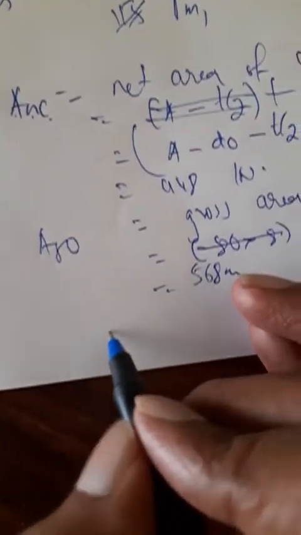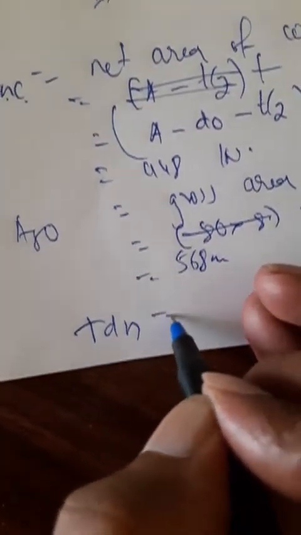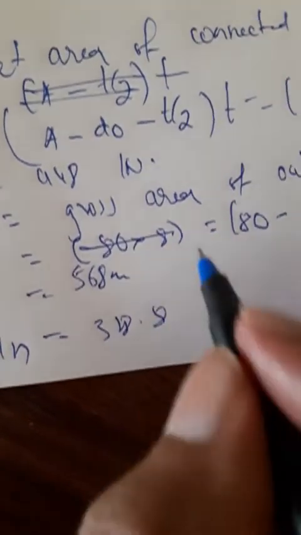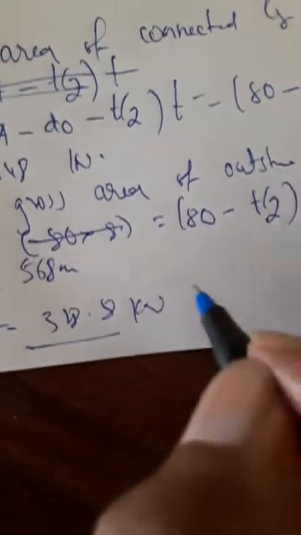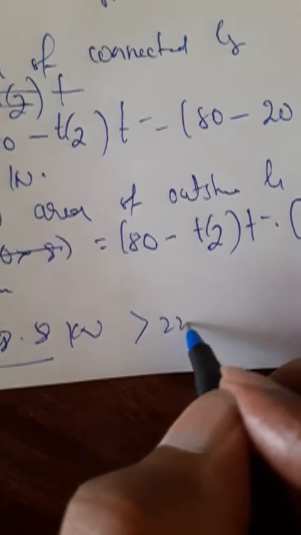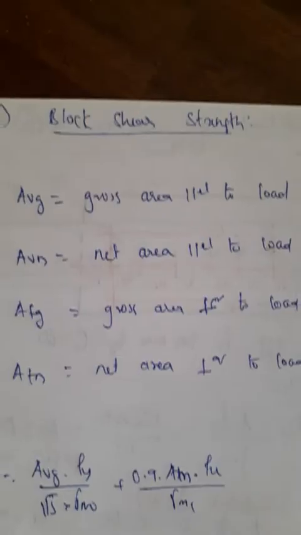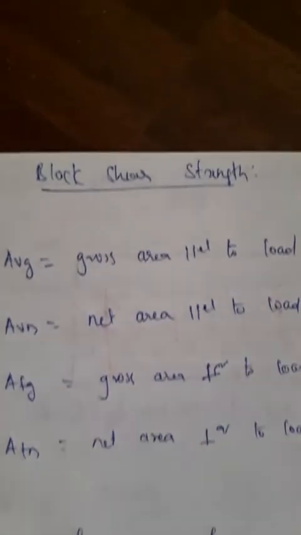So you have the answer TDN is equal to 328.8 kilonewtons, which is greater than 225, hence okay. Now let us find the block strength.